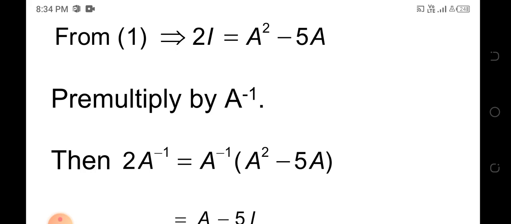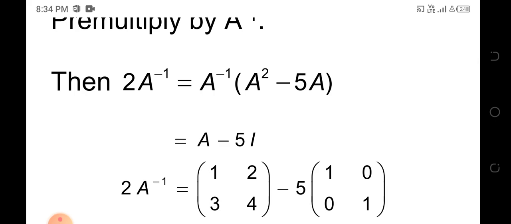So here they are multiplying A inverse throughout, then you will get 2I as A inverse equal to A inverse into A square minus 5A. When you are multiplying these two values, A square into A inverse, you will get A, because in the power you will have minus 1 plus 2, meaning you will get the value as plus 1. That's why they have written A minus A inverse into 5A, meaning A inverse has power minus 1 and A has power 1. So when you are adding the powers, you will get 0.